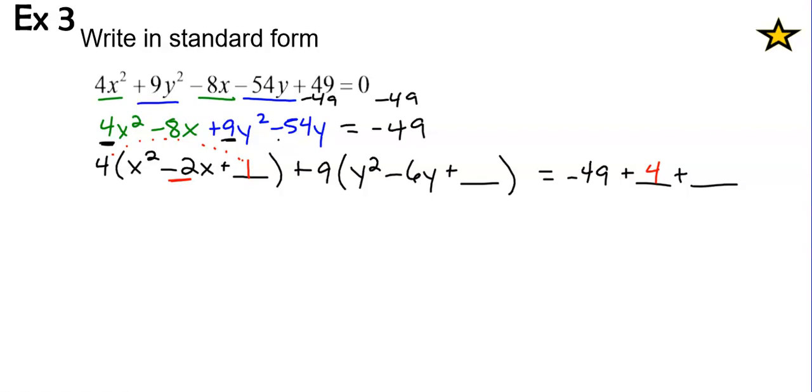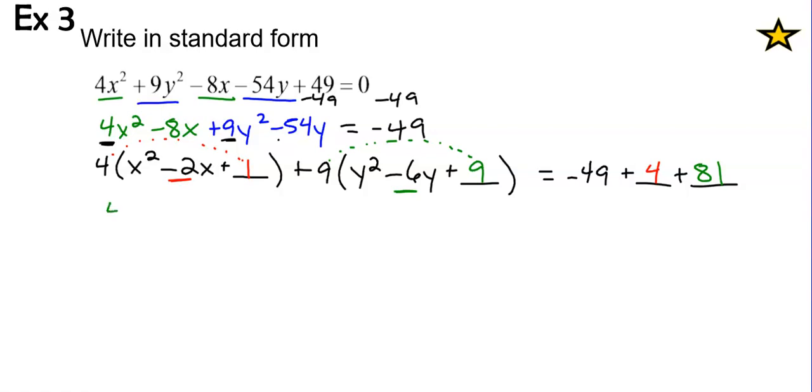And then same idea here, take half of -6, that's -3. Square it. -3 squared is 9. So we're putting a 9 there, but we're not adding 9 to the right side. We're adding 9 times 9, which is 81, to both sides. Then we can simplify this all up.